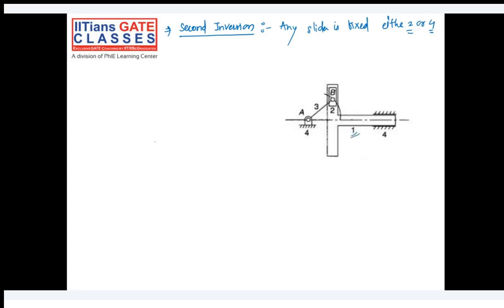So this particular mechanism, this is Scotch yoke basically. Application of second inversion, and this figure is an example of Scotch yoke. Scotch yoke is used to generate the sine and cosine function.